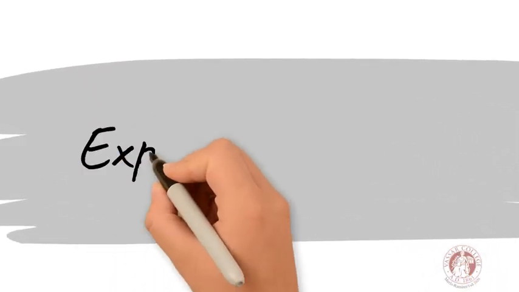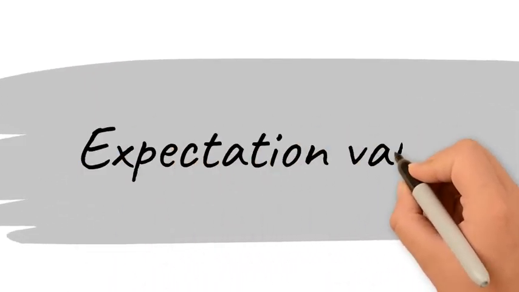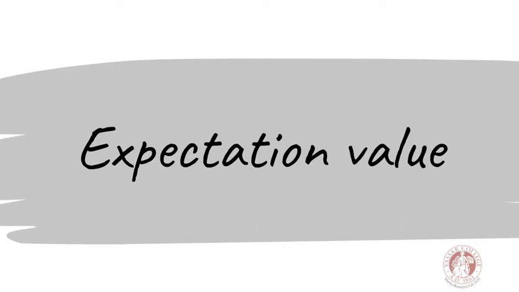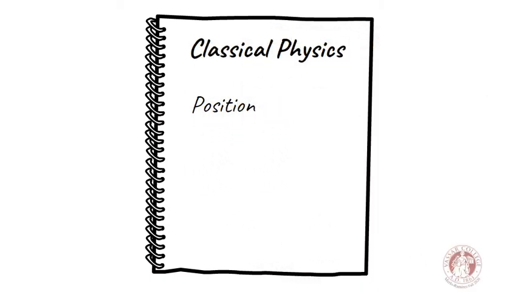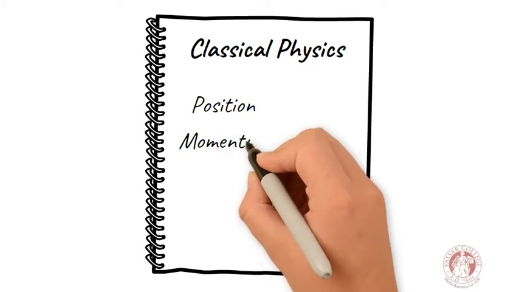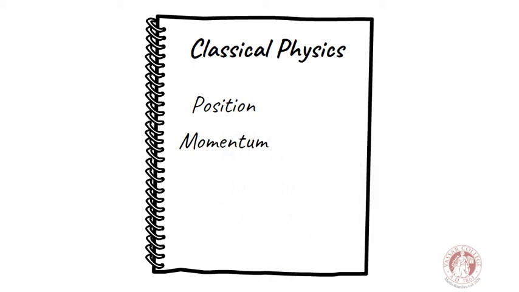In this video, we will explore the expectation value definition and its applications. In classical physics, it is normal to define the position and momentum by using functions of time. Actually, it is usual to have a single defined function for each of them.